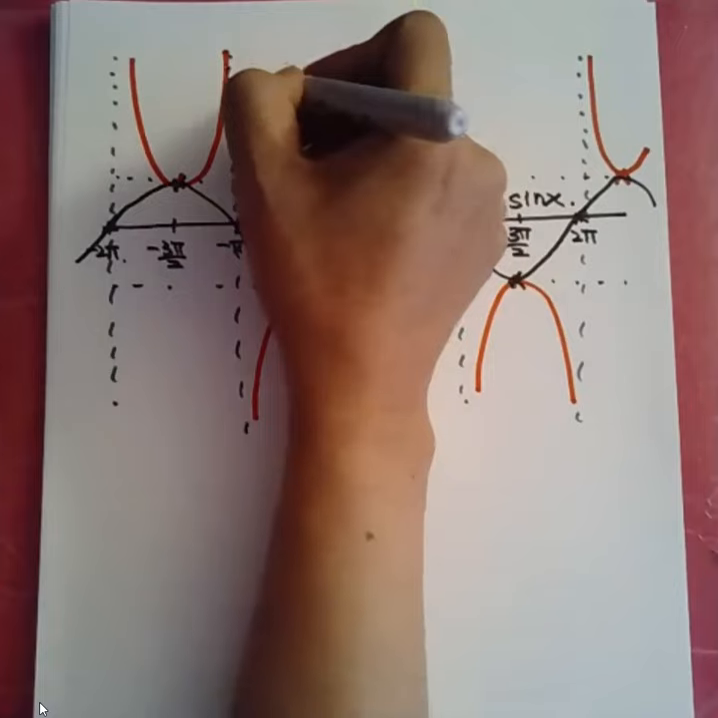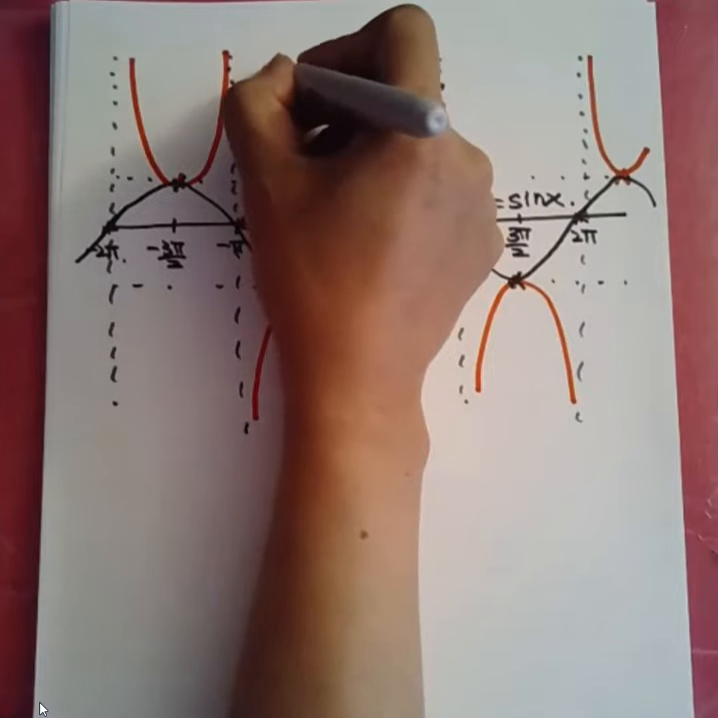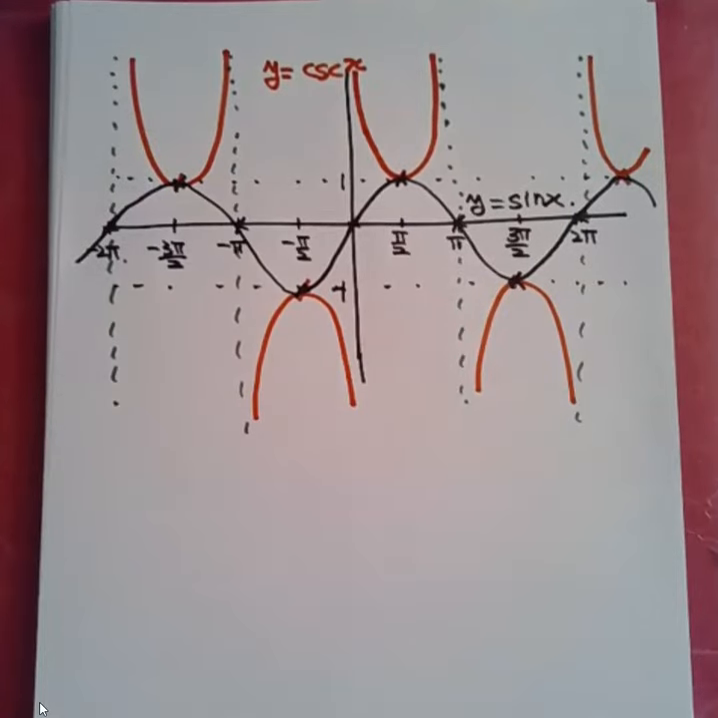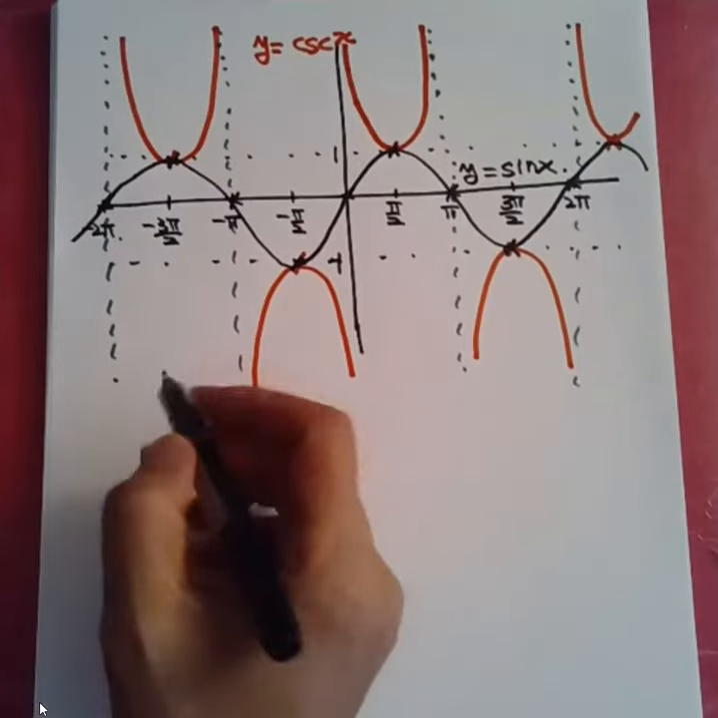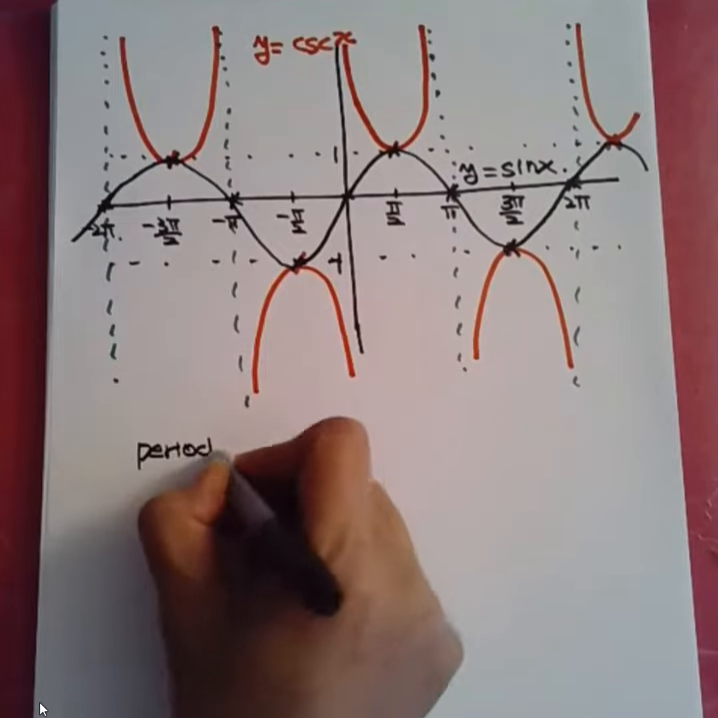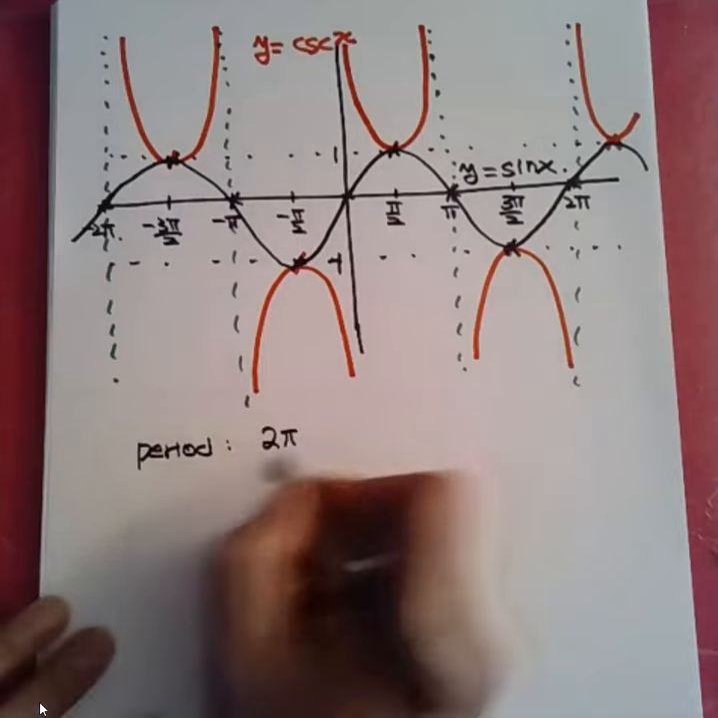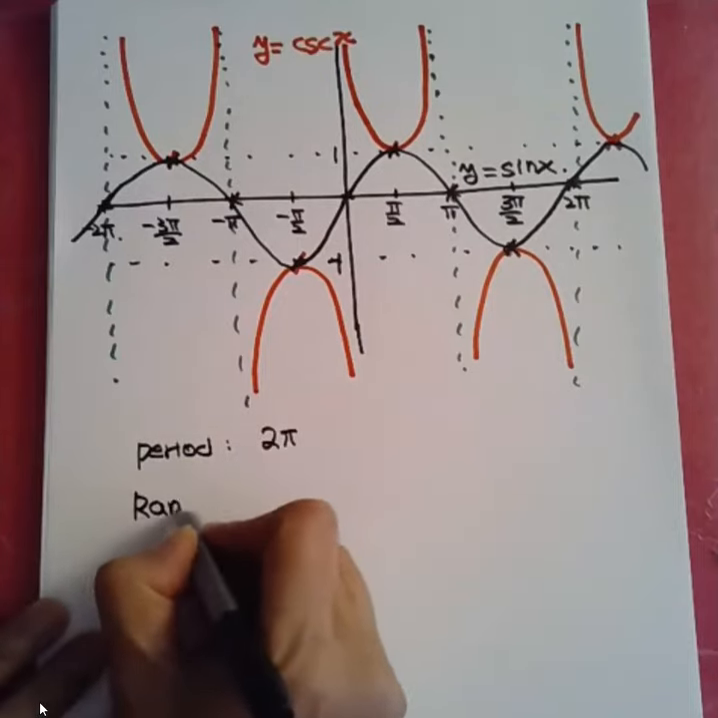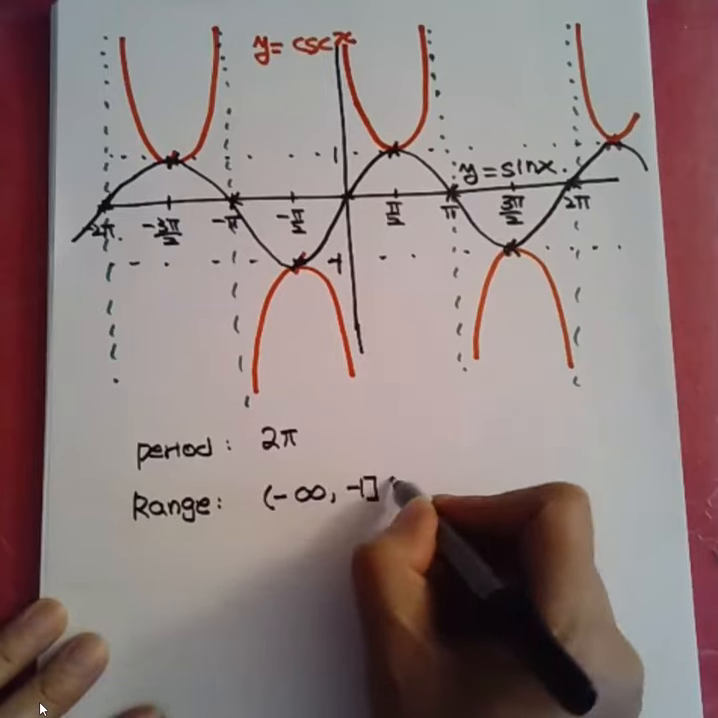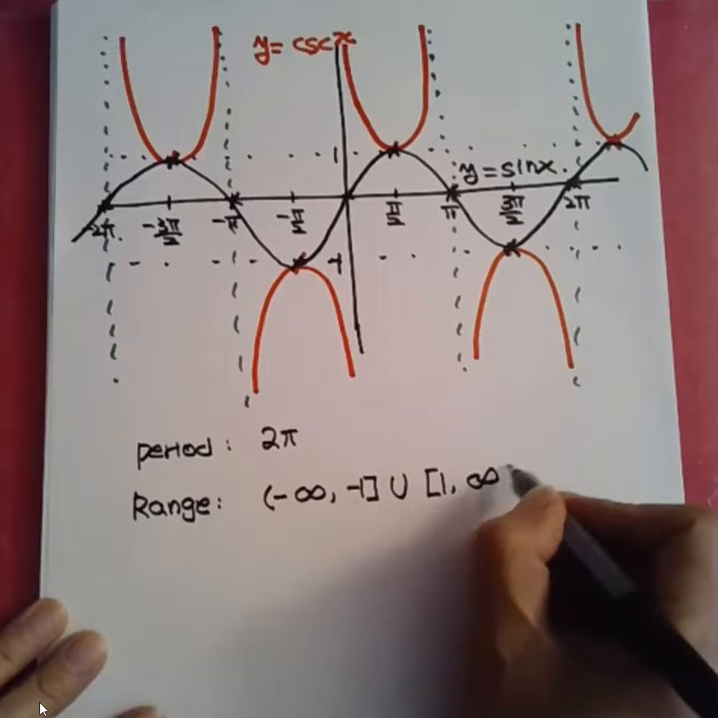So this red graph is the graph of y equals cosecant of x. We use the sine graph and we just think about the reciprocal of the sine function value. So the period for cosecant function is 2 pi and the range is from minus infinity to minus 1 union 1 to infinity.